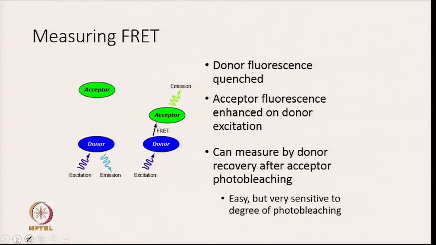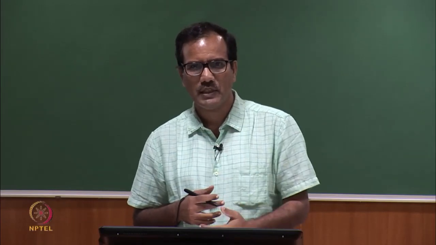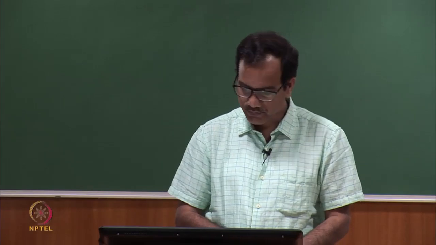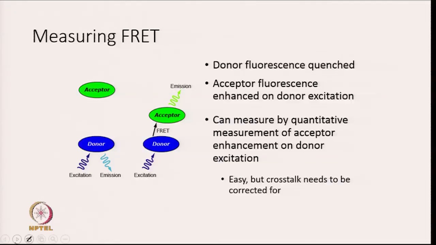Donor fluorescence quenched, acceptor fluorescence enhanced on donor excitation. So, okay, let's again talk about this. Donor fluorescence quenched, acceptor fluorescence enhanced on donor excitation, and so we can measure donor recovery after acceptor photobleaching, and that can also tell you about the distance. The last one is based on the fact that FRET leads to donor fluorescence quenched, acceptor fluorescence enhanced on donor excitation, and so we can do quantitative measurement of acceptor enhancement on donor excitation. It is easy, but crosstalk needs to be corrected for.